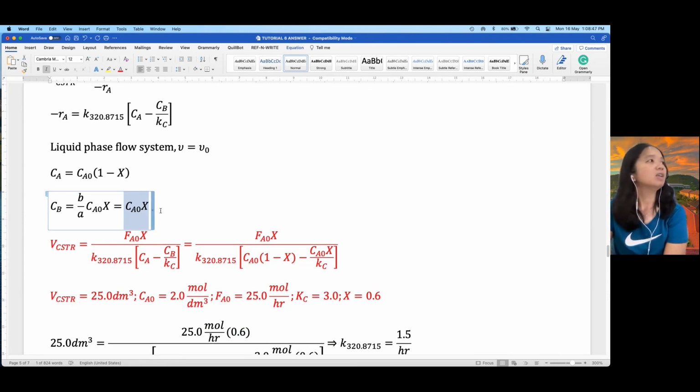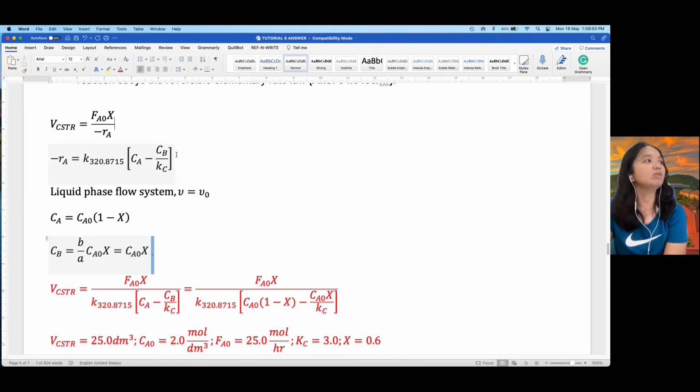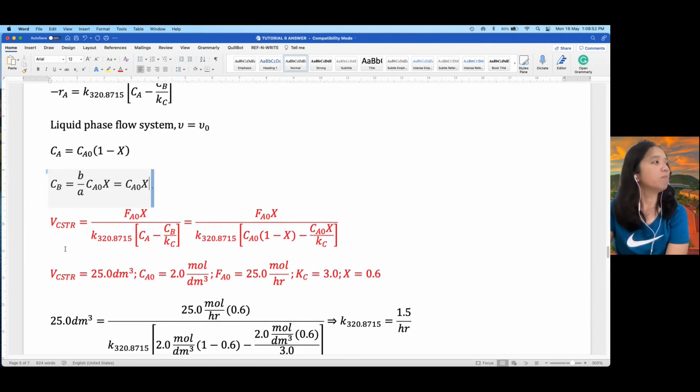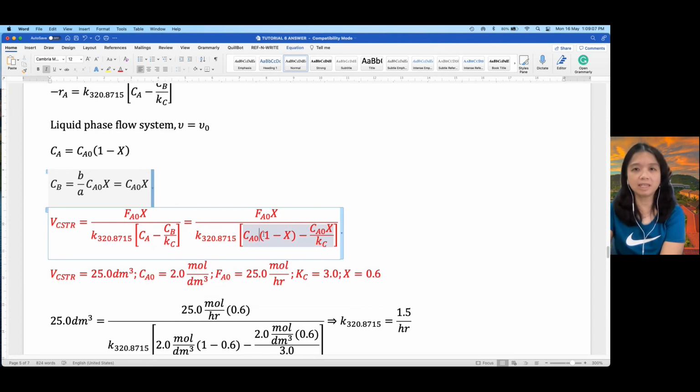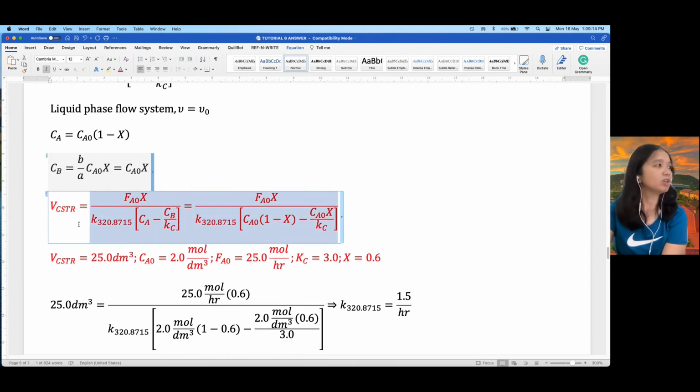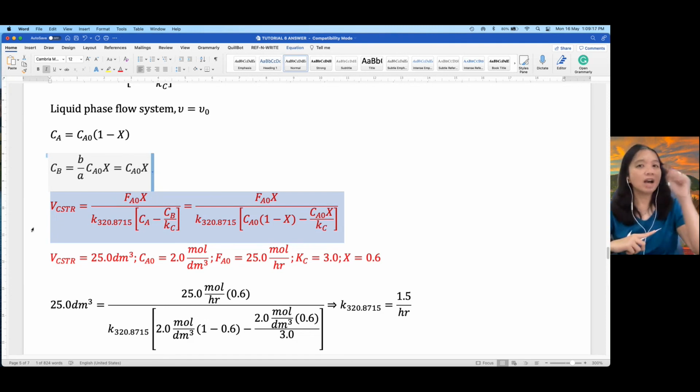First, you can combine equation 1, equation 2, equation 3. When I combine them, I will get volume of CSTR equals FA naught X per minus RA. So that equals K in bracket, Ca, but Ca in the form of Ca naught in bracket 1 minus X, minus Cb. Cb was Ca naught X per Kc. By right, in this equation we want to find K. So for the other unknowns, you substitute values in order to get K.